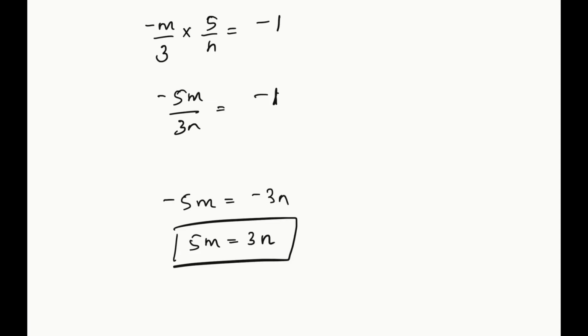You can write it in any way. You can just rearrange them also. You can write it as 5m by 3 equals n, or 5m is equal to 3n. Okay.